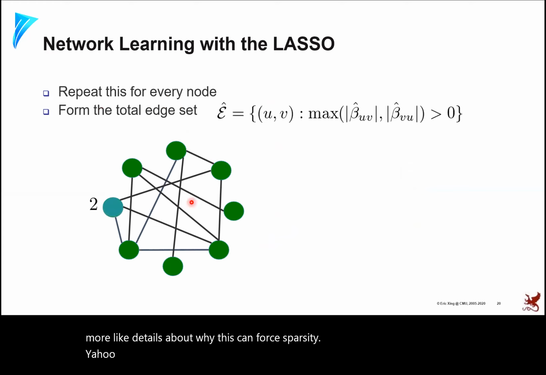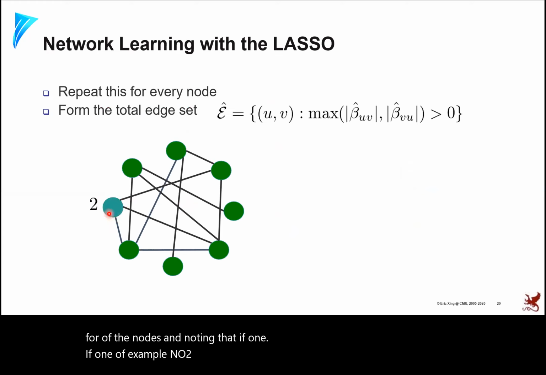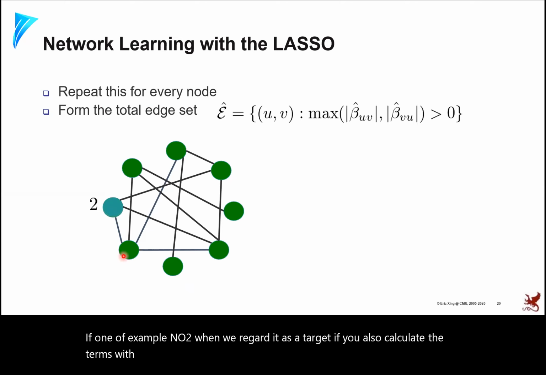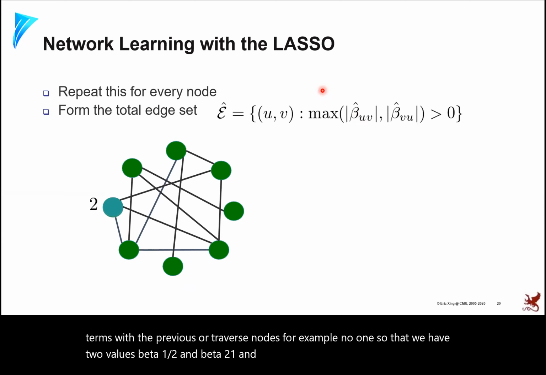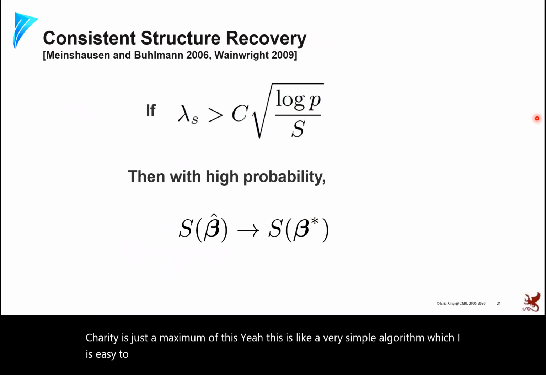The algorithm is simply to repeat the lasso regression for each of the nodes. Notice that if one node, for example node two, is regarded as a target, it will also calculate the terms with the previously traversed nodes, for example node one, so that we have two values, beta 1 2 and beta 2 1. Finally, the non-zeroness is just the maximum of these. This is a very simple algorithm, which is easy to implement and easy to understand.